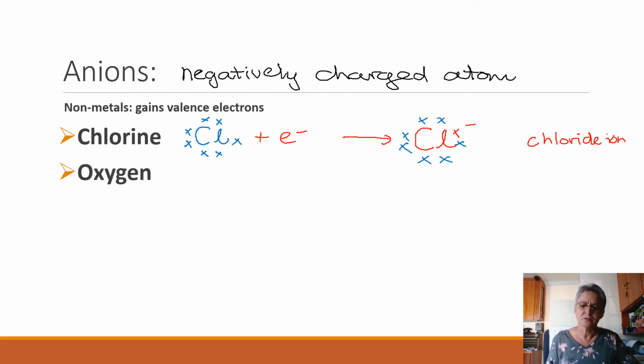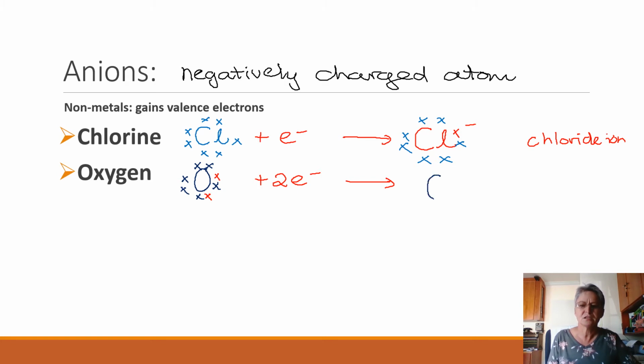Now oxygen has 6 valence electrons. So oxygen's got 1, 2, 3, 4, 5, 6. So how many electrons are needed to give oxygen 8 electrons to fill the valence energy level? We need 2 electrons added to the oxygen atom to make the oxide ion.